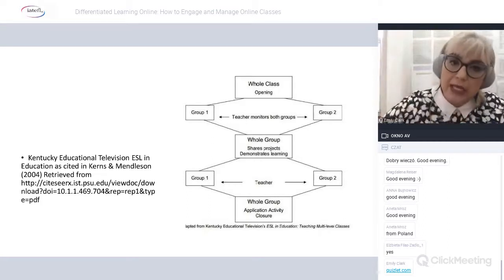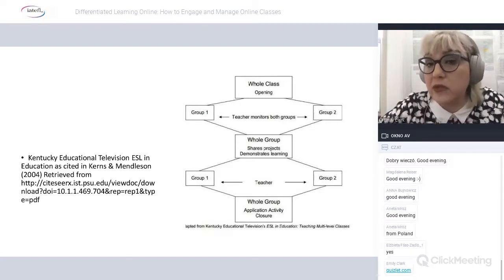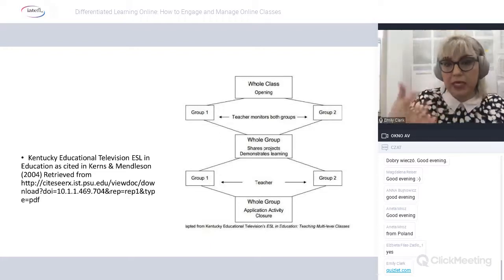Okay, back to online. Essentially, it's the same thing. The teacher goes back to groups, and then they come back at the end. Depending on how long your live classes are, if you do live classes, would depend on how many times you could do this or how you would want to set this up. But again, you can notice this is differentiating learning.